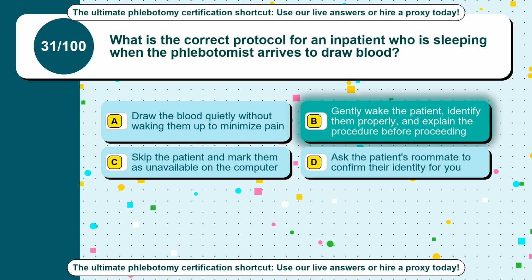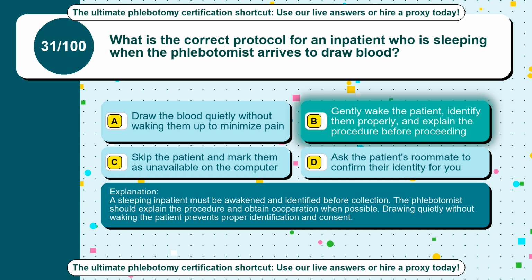Gently wake the patient, identify them properly, and explain the procedure before proceeding. A sleeping inpatient must be awakened and identified before collection. The phlebotomist should explain the procedure and obtain cooperation when possible.